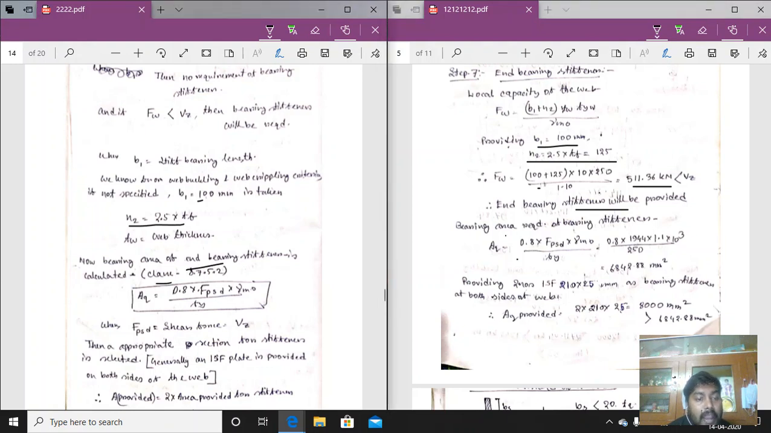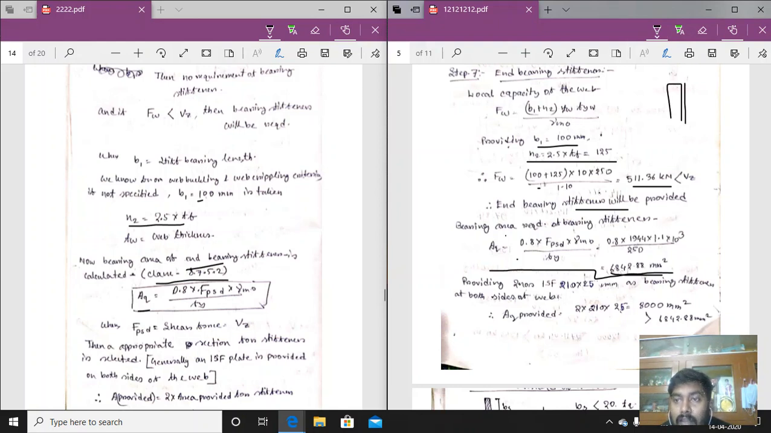Using clause 8.7.5.2. This is the AQ, that is the area of the bearing of the transverse stiffener. So this is the area AQ of the bearing area of the transverse stiffeners. We have to calculate. We are getting 6842.88 millimeter square. Now always in the bearing stiffener we have to take two plates, two bearing stiffeners at each end of the web. So if this is the web, there will be one bearing stiffener, there will be another bearing stiffener. So two bearing stiffeners are always provided.